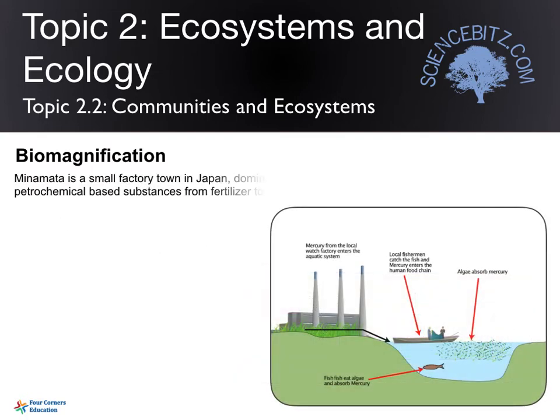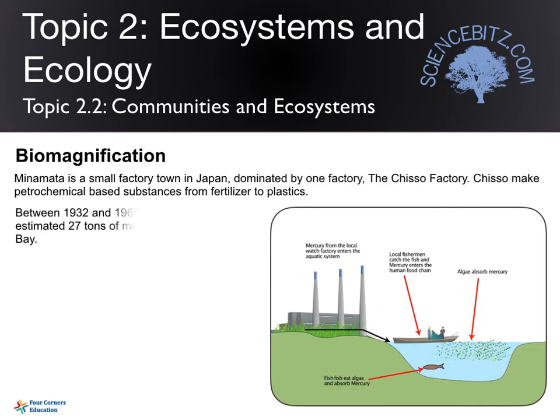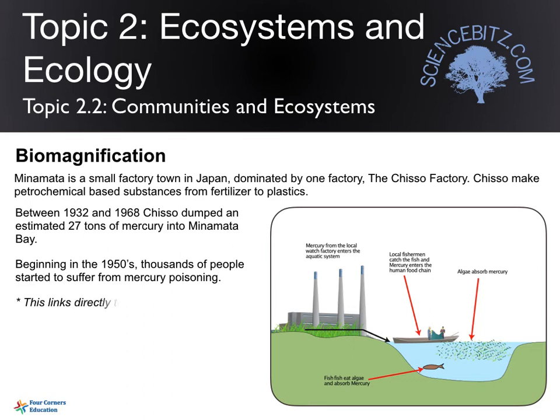This is quite a famous one. So Minamata is a small factory town in Japan. It's really dominated by one factory, the Chisso factory, and they make petrochemical based substances from fertilizers to plastics. And so between 1932 and 1968 they dumped about 27 tons of mercury into Minamata Bay.